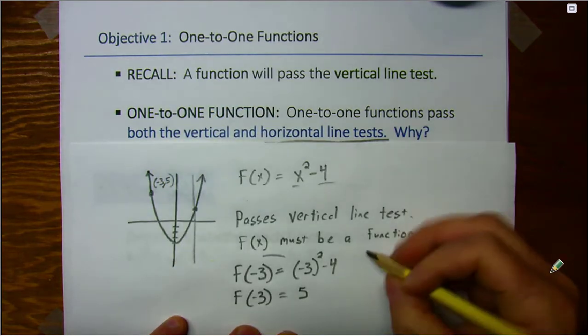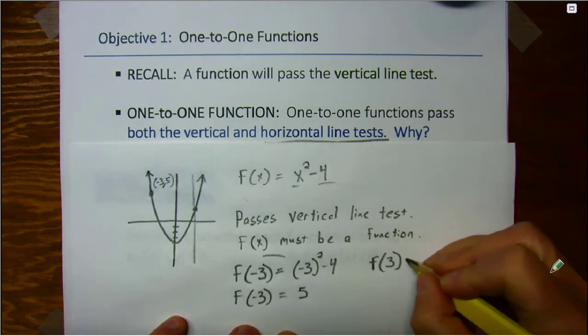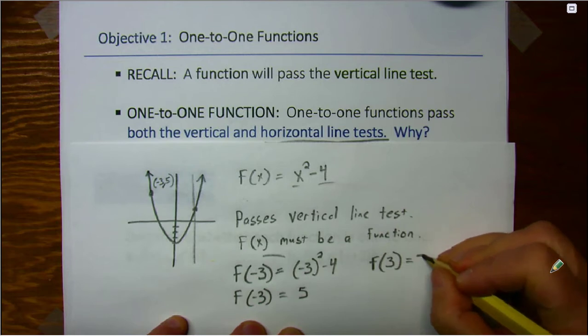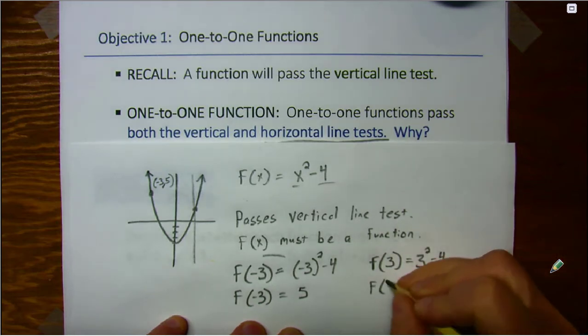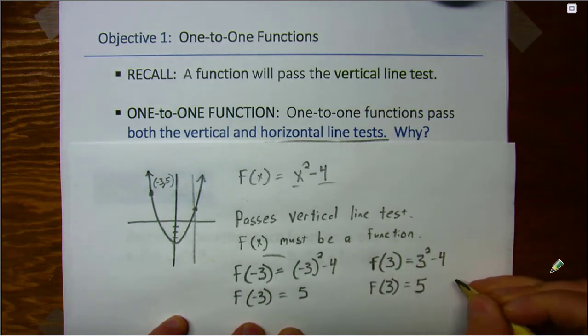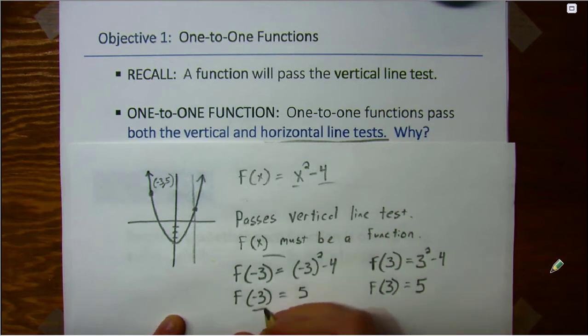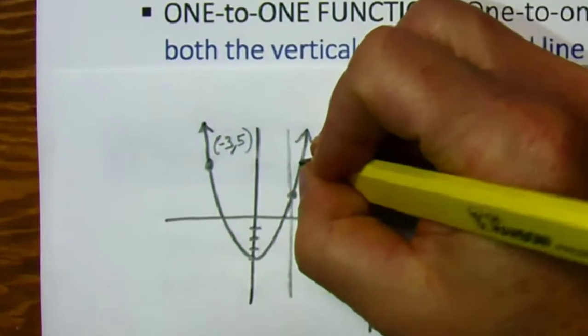But here's the thing. If we plug in 3 into our function, f of 3 turns out to be 3 squared minus 4. Or in other words, f of 3 is equal to 9 minus 4. That's also 5. Now, that doesn't prevent it from being a function, but what it does mean is that -3 is getting sent to 5, and +3 is also getting sent to 5. Our input values, -3 and 3, are sharing an output value of 5.